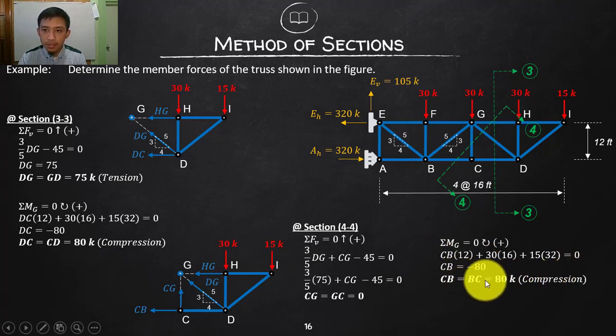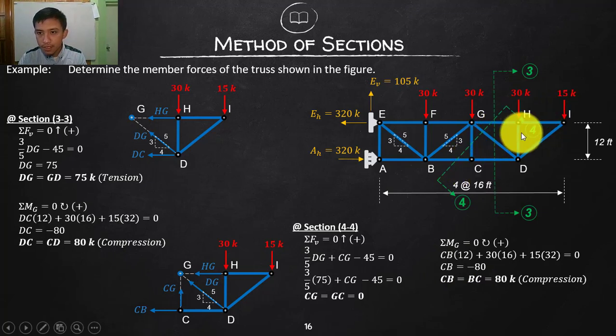Actually, if you look at this, CB is the same as CD, 80 compression. Why? Because going back to the method of joints, take a joint here at C. The only horizontal forces there are the 2, so they should be equal. And the vertical is only this member, there is no vertical force, so that should be a zero member. So that is actually the fastest way to check or verify your answer. Now we are good.